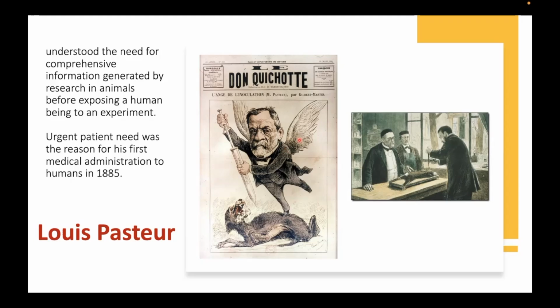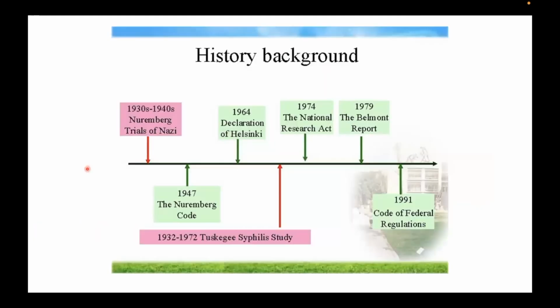So you have here some illustrations of how he utilized dogs to develop the rabies vaccine. And you have to remember, an urgent patient need was the reason for his first medical administration to humans in 1885. In other words, he began with animal experimentation until it led to utilizing humans for experiments.